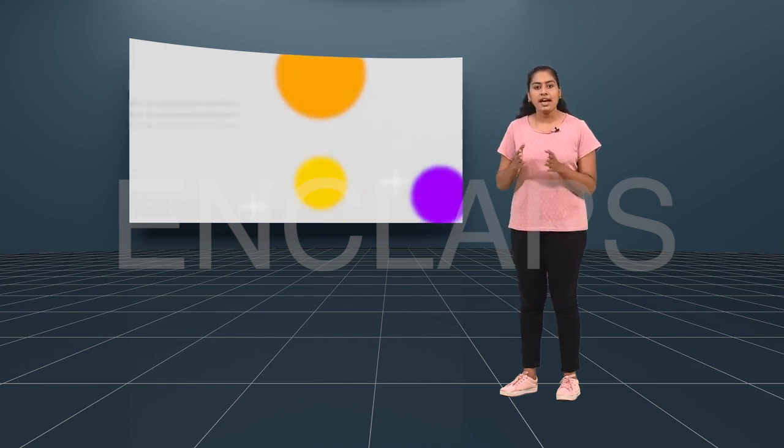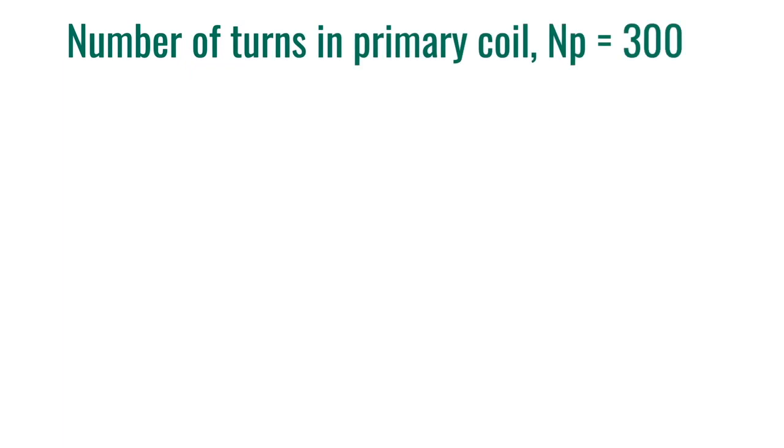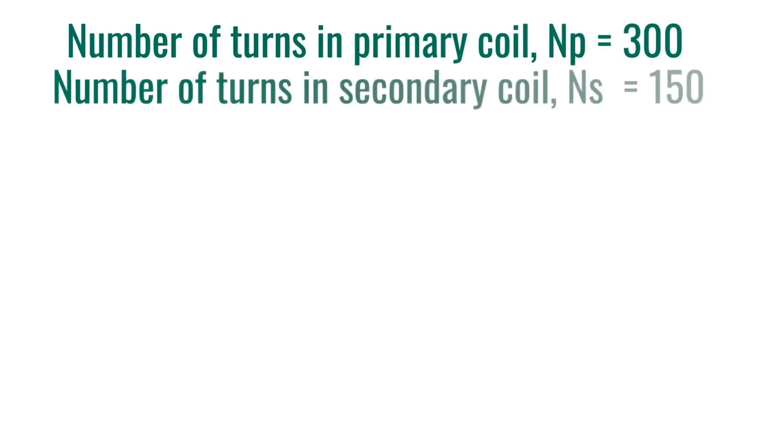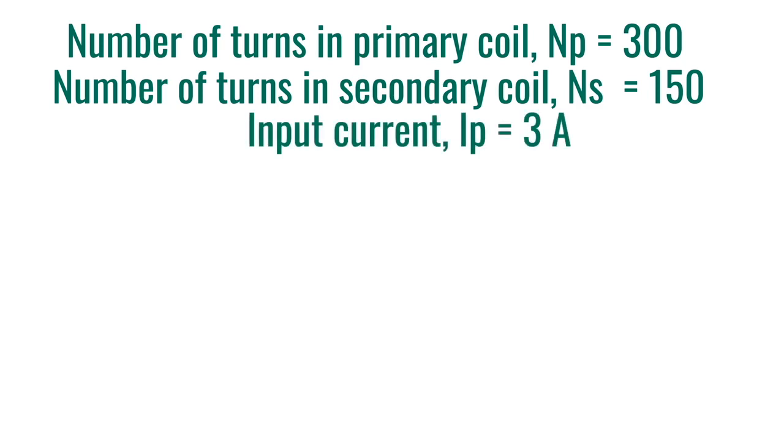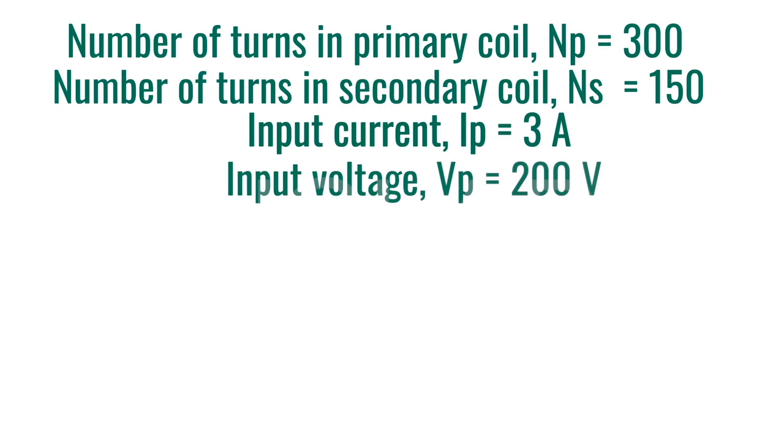For that, we are given the number of turns in the primary, that is Np is equal to 300. Number of turns in the secondary coil, that is Ns is equal to 150. And input current Ip is equal to 3 ampere and input voltage Vp is equal to 200 volt.